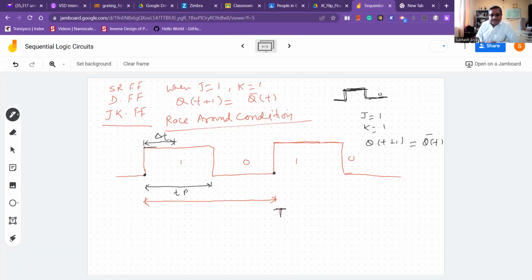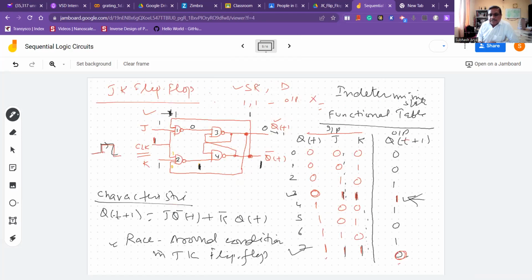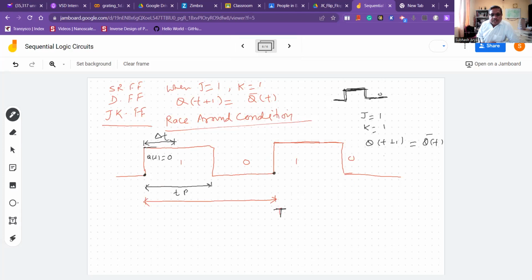So what happens when J and K are both 1? As per the truth table, the next output is the complement of the previous one. Suppose Qt is 1, or suppose Qt is equal to 0 for the first case, this third-number case. Now, if J and K are equal to 1 and the clock pulse has come, the next output will go from Qt equal to 0 to Q(t+1) equal to 1, because this is the complement.